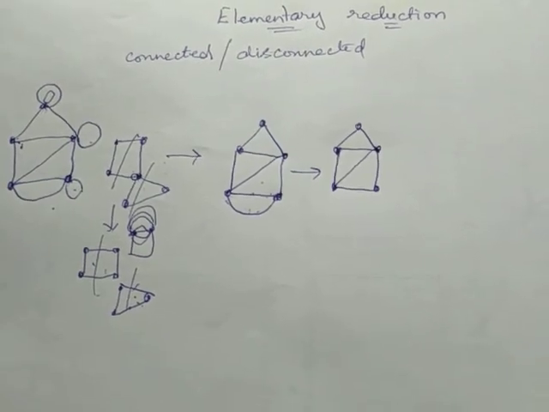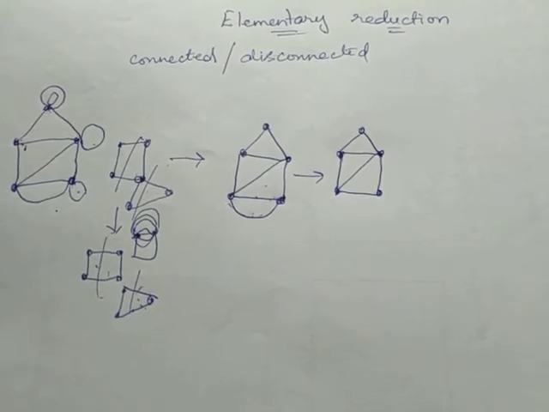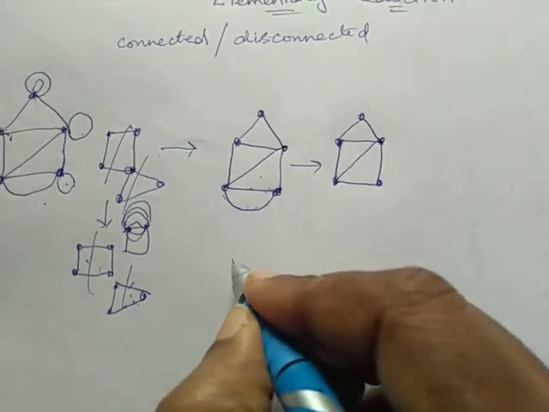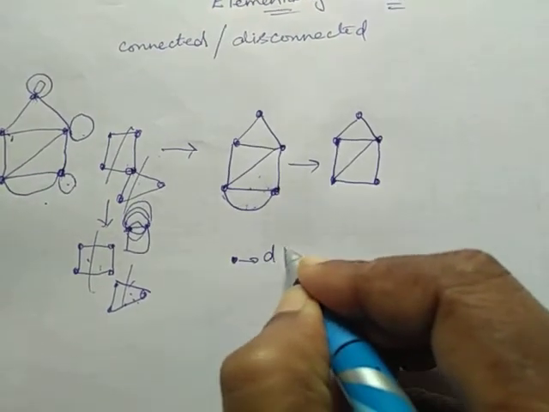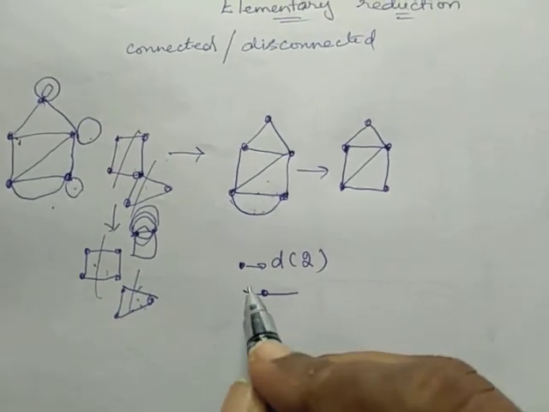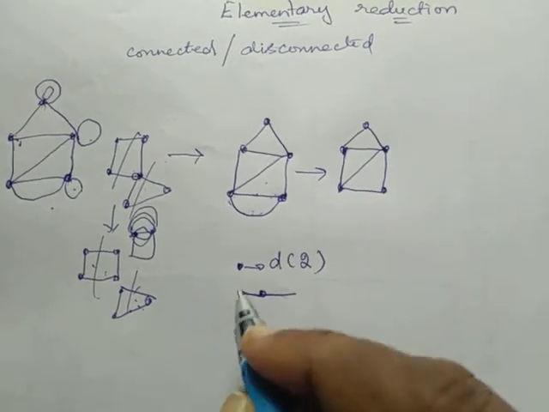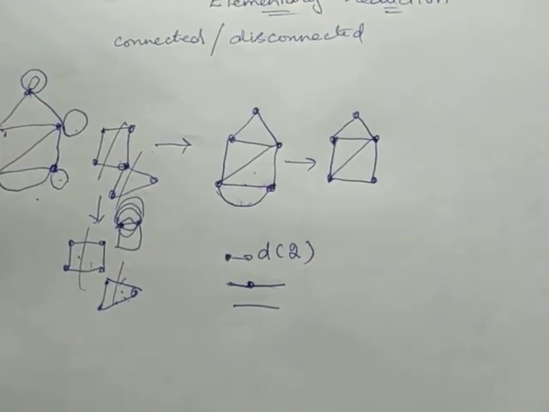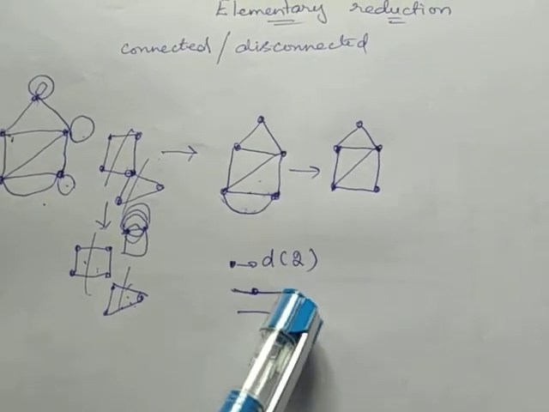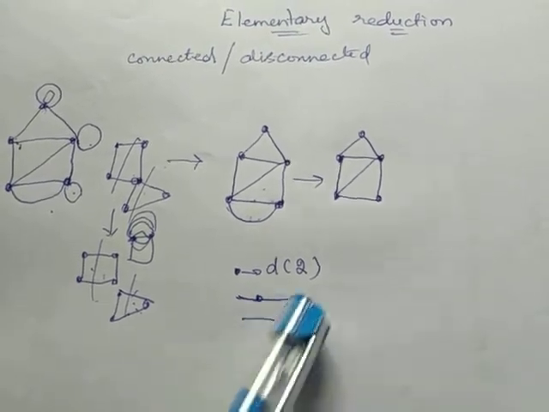Fourth step, eliminate a vertex of degree 2 by merging two edges in series without affecting planarity. So we have to identify a vertex of degree 2. If it is of degree 2, it will be like this, degree 1 and degree 2. Replace this with a single edge. So elimination of a vertex of degree 2 by merging two edges in series also does not affect our planarity.